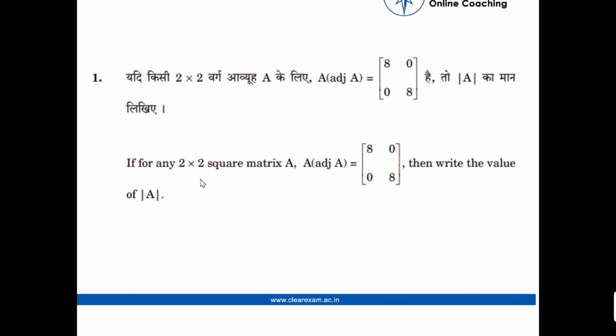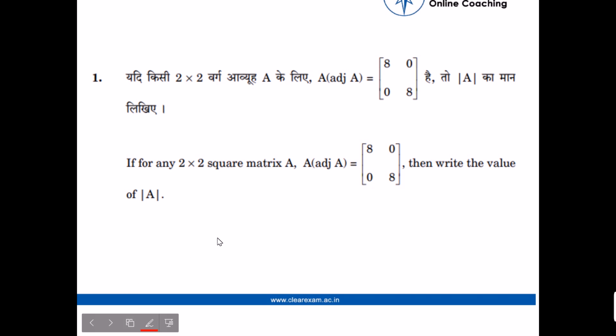So the first question is: if for any 2 by 2 square matrix A, A times adjoint A is equal to 8 0 0 8, then write the value of magnitude A. So we have to write the value of magnitude A through this. So let's jump into the answer. So we can do that.